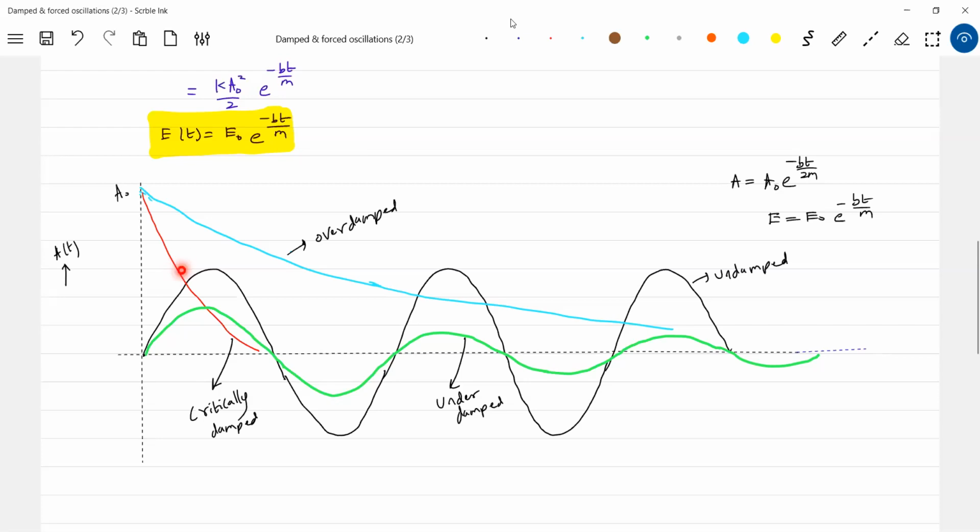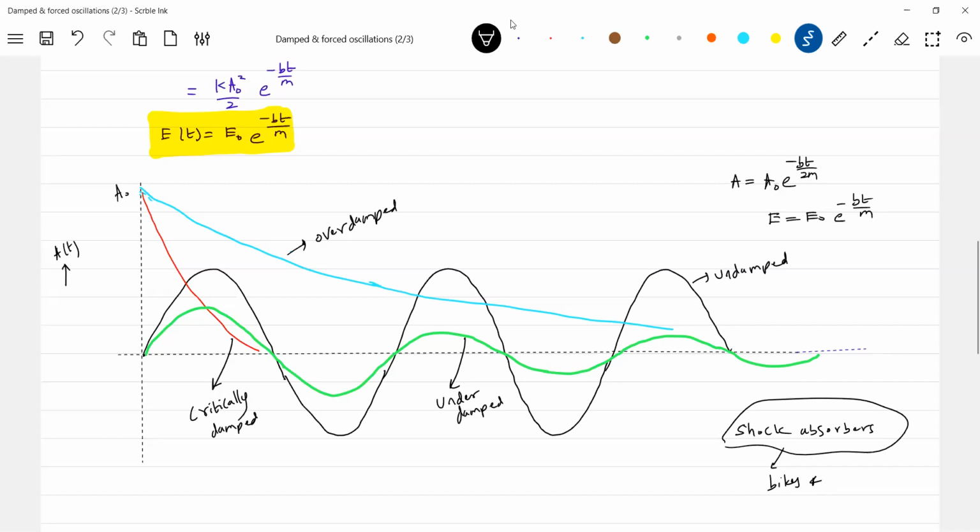Where do we use this critically damped? If you look at the shock absorbers for bikes and cars, or vehicles, shock absorbers are very, very important.